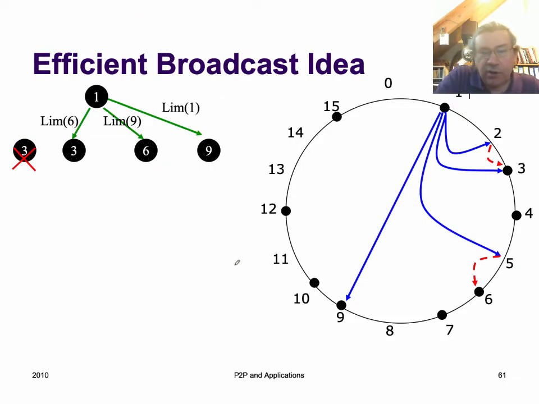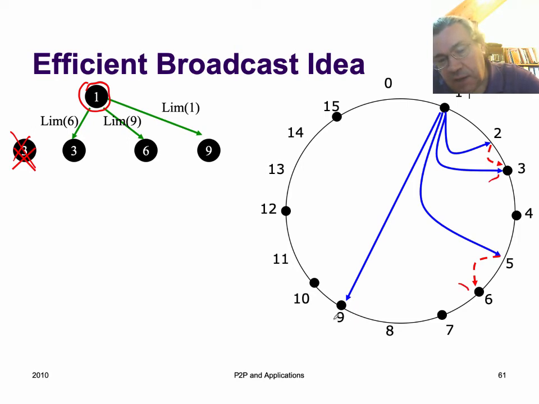So here's the idea, with k equal to 4. Assuming that we're doing a broadcast starting at node 1, we will send the broadcast to each child. Note that we don't have to send to itself. So at the left one, we don't have to send it here. But we send to 3, we send to 6, and we send to 9.